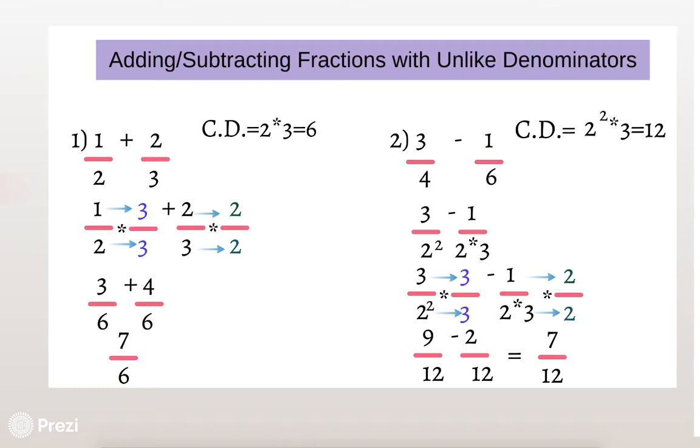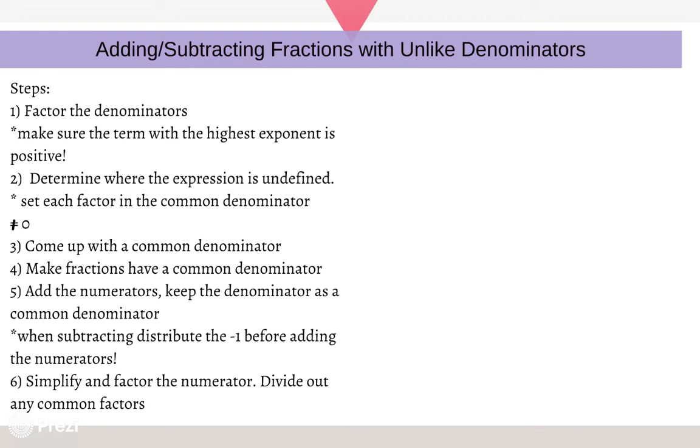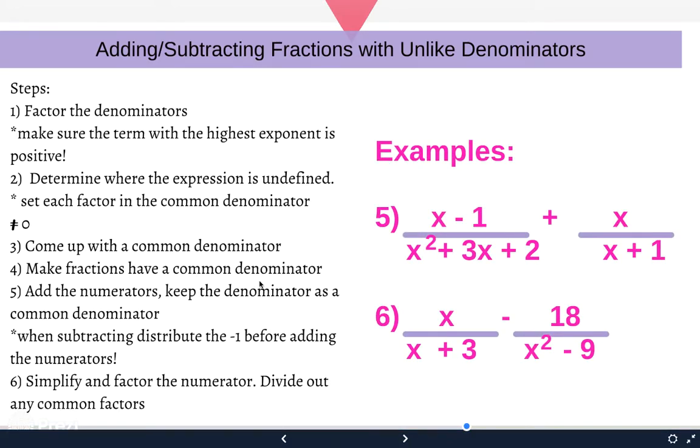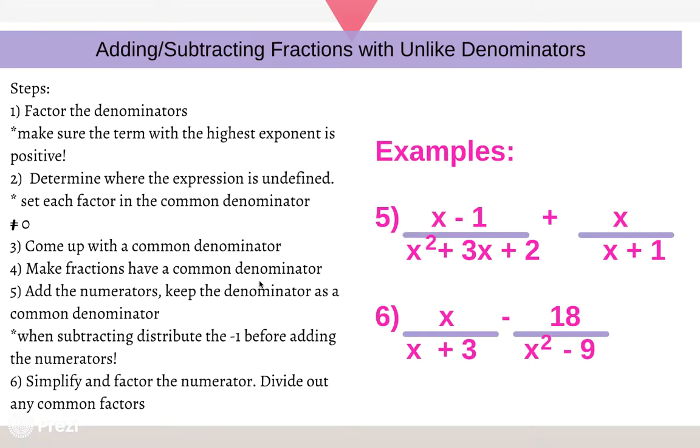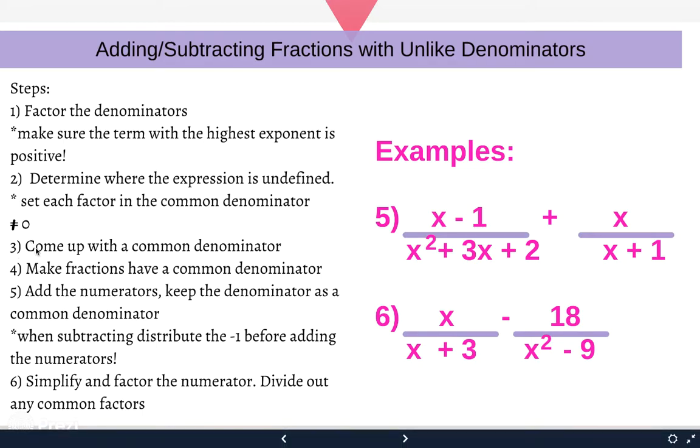Ta-da! And guys, I know that was really over-explained, but the reason why I did it is because this is the same process we're going to use when we add and subtract polynomials that don't have a common denominator. So let's talk about that. These are the same steps we had for when they had a common denominator. The only thing that's different was steps 3 and 4. So after we factor the denominators, make sure the term with the highest exponent is positive, and determine where the expression is undefined by setting our common denominator not equal to 0.